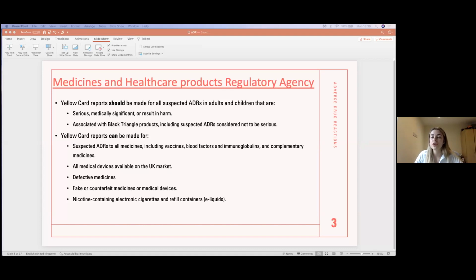And then you can also report adverse drug reactions for medical devices within the UK, such as the Freestyle Libre, the type 1, I think it's called a CGM, a continuous glucose monitor. A lot of those are being reported through the yellow card system. Fake or counterfeit medicines and nicotine containing electronic cigarettes, the e-liquids, can also be reported through the yellow card system.